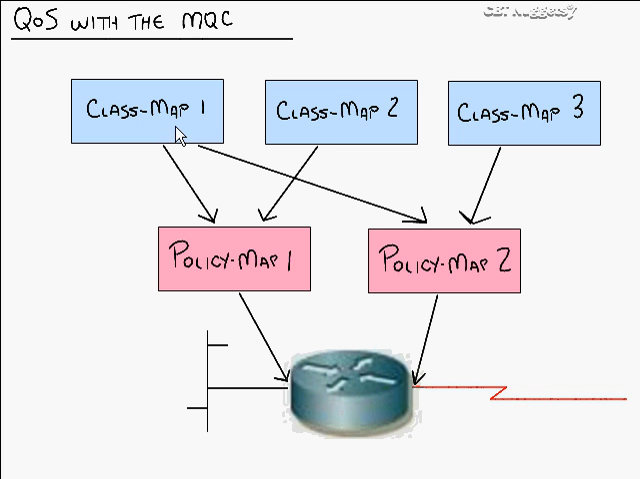Class maps allow you to classify those into different groups. The policy map determines what you want to do with those classes of traffic. For instance, we might have class map 1 that defines Kazaa traffic. I might say in my policy map that I want to treat Kazaa traffic this way. I want to limit its bandwidth, or I want to give it best effort delivery, or whatever you want to do. That's what the policy map defines.